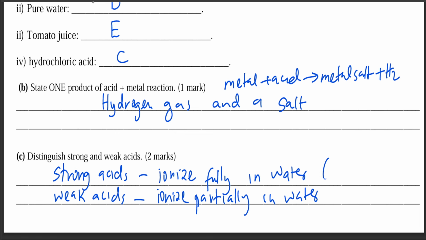So this one produces more hydrogen ions, this one produces fewer hydrogen ions. So that means partially.